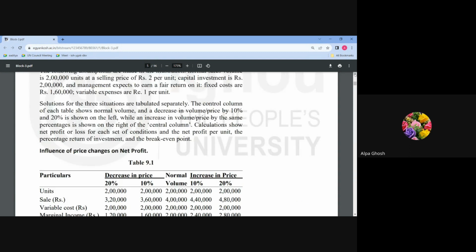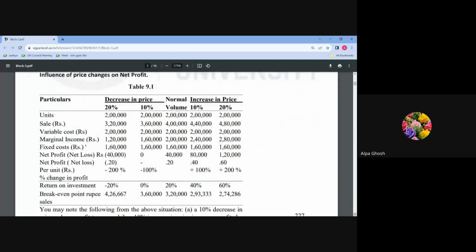Okay, your income is less and your expenses are more. You can see here in the question it is given fixed cost rupees 1,60,000. Okay, we have not added anything. It is as per the information provided in the question. So it is 40,000. So what is net profit or net loss? Net loss is of rupees 40,000. Am I clear?